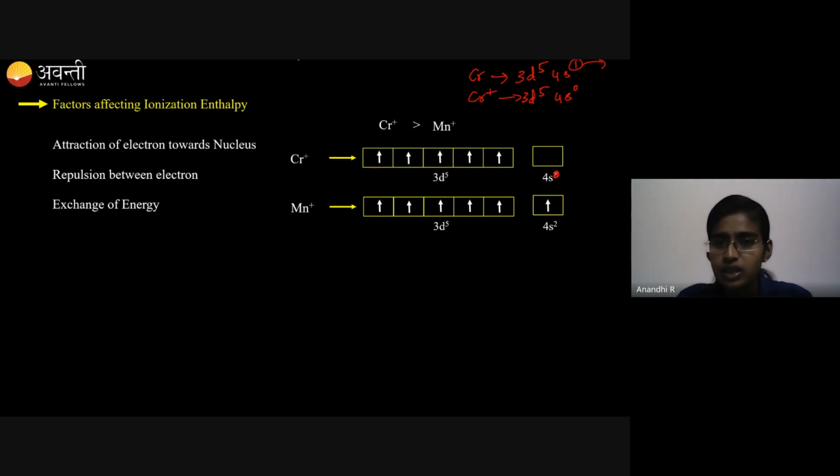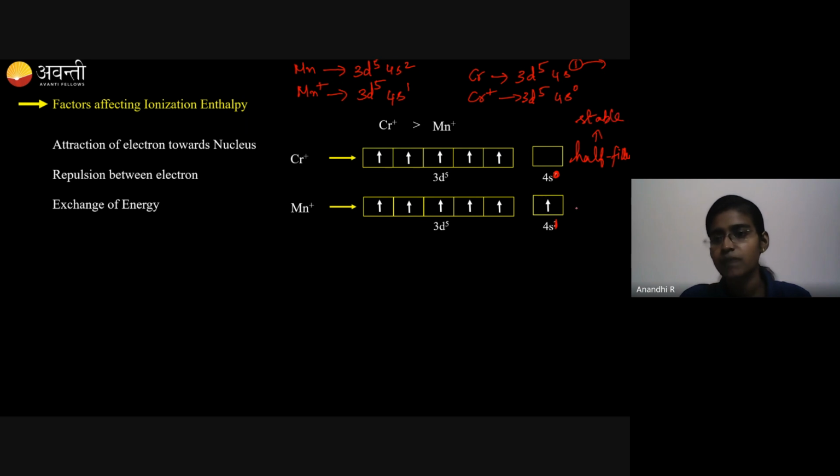And for manganese, what is the configuration? For neutral manganese, it is 3d5 4s2. For Mn+, you have to remove one electron, and that electron will be removed from the 4s orbital. So you'll get 4s1. So now Cr+ is half filled, which is more stable, compared to this Mn+. This is half filled, but it also has one electron in the 4s orbital, no? If we remove the second electron, it would be removed from the 4s orbital.